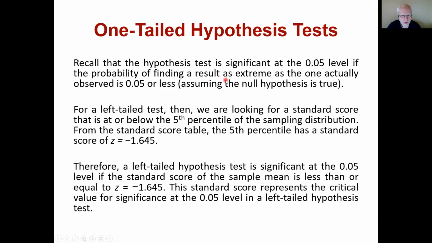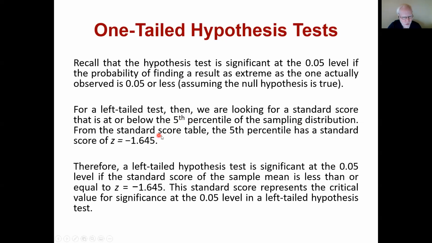So recall that the hypothesis test is significant at the 0.05 level if the probability of finding a result as extreme as the one actually observed is 0.05 or less, assuming the null hypothesis is true. For a left-tailed test, then, we're looking for a standard score that is at or below the 5th percentile of the sampling distribution. Because the 5th percentile means that there's a 5% chance of getting that value or a lower value of the sampling distribution.